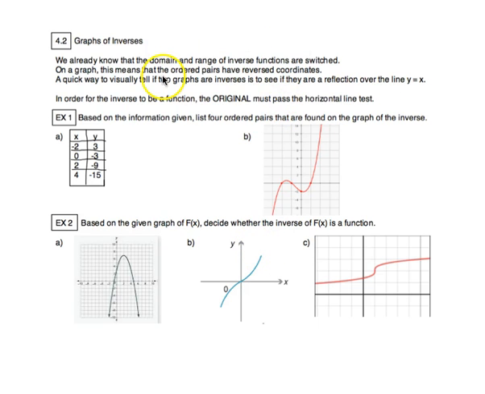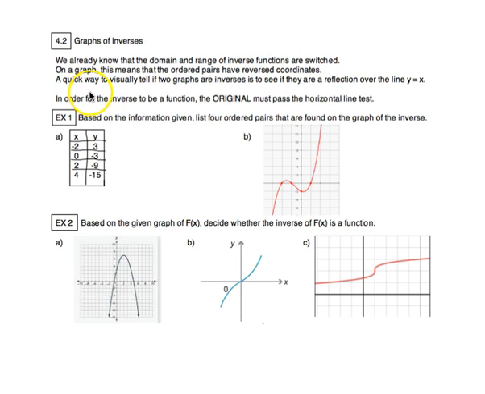In today's video, we're going to talk about graphs of inverses. In the last lesson, we talked about inverses. And so we already know that the domain and range of inverse functions are switched with each other, that the x becomes the y becomes the x. And we went over that when we found the equations for inverse functions algebraically. On a graph, what this means is that the ordered pairs are going to have reversed coordinates. So again, flipping the domain and range, or flipping the input and the output, the x and the y.